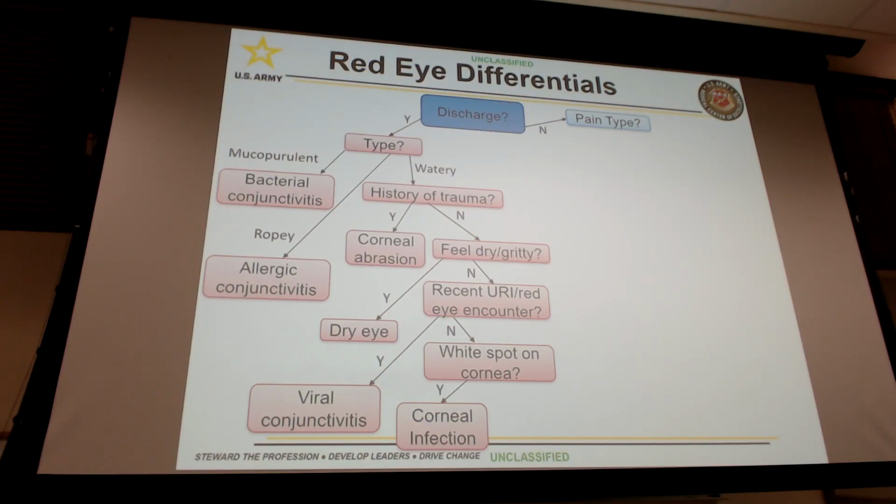No, there's no discharge, but is there pain? It's mild. Episcleritis. Deep, boring pain. With a dilated pupil? Acute angle-closure glaucoma. No dilated pupil, scleritis. Easy peasy. Super simple. Eye care is not that big.